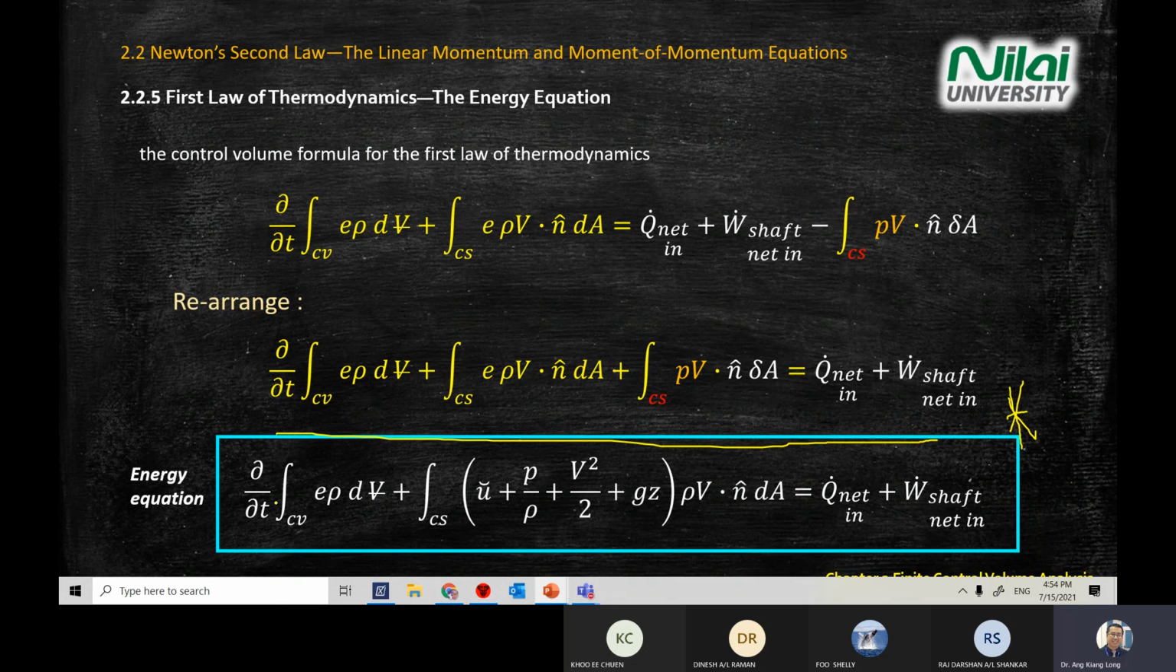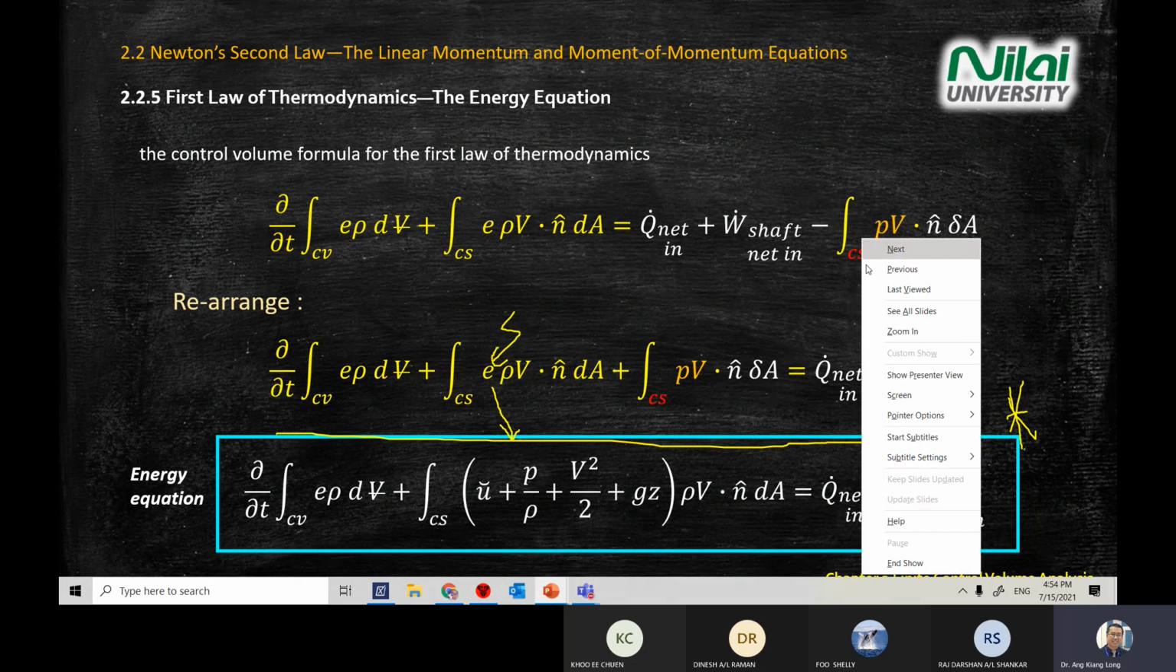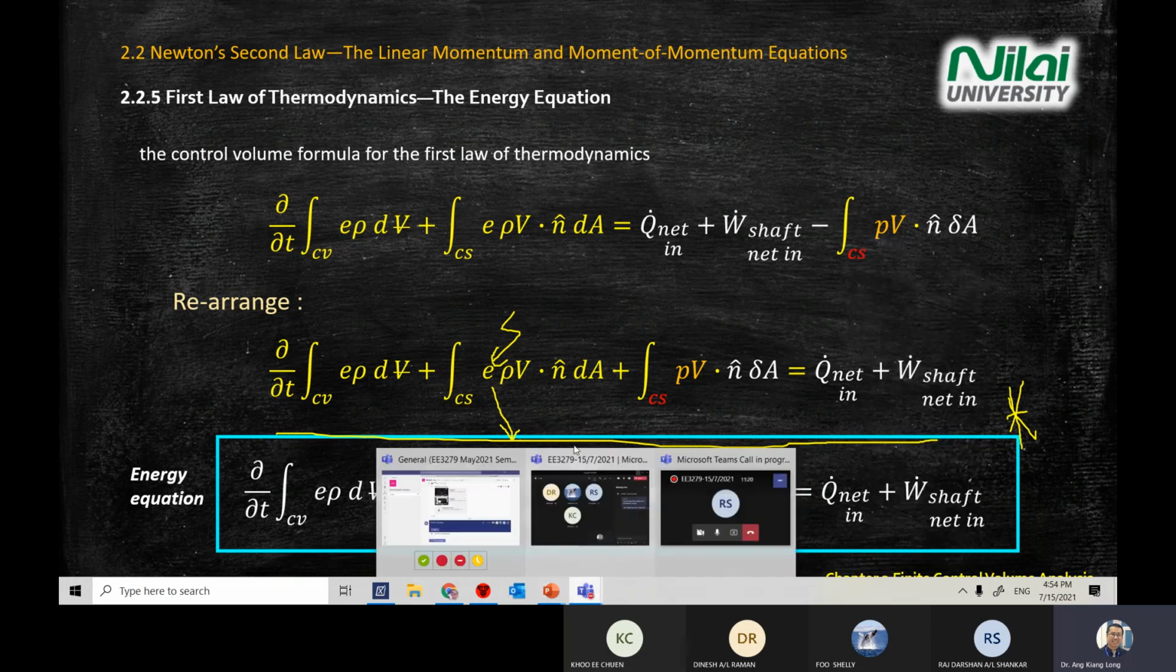So this is the equation that we are focusing on, because just now we explained what E is already. You substitute E inside here, and you get this one. Right, we stop here. We go for a 10 minute break.